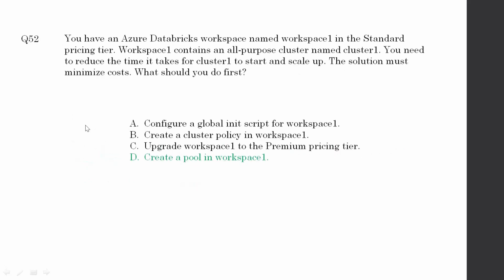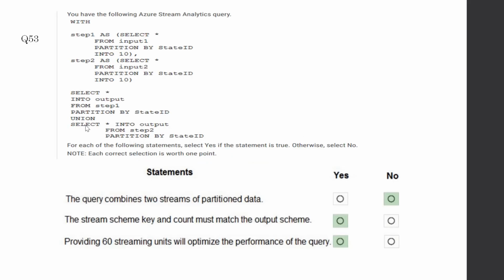So moving to the 52nd question. You have an Azure Databricks workspace named Workspace1 in the Standard pricing tier. Workspace1 contains an all-purpose cluster named Cluster1. You need to reduce the time it takes for Cluster1 to start and scale up. The solution must minimize cost. What should you do first? Create a pool in Workspace1. That should be your first step.